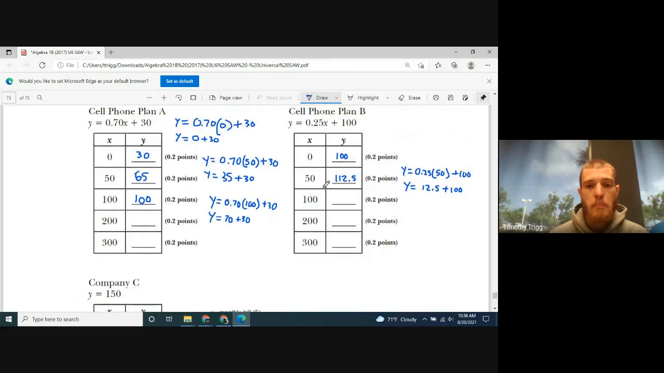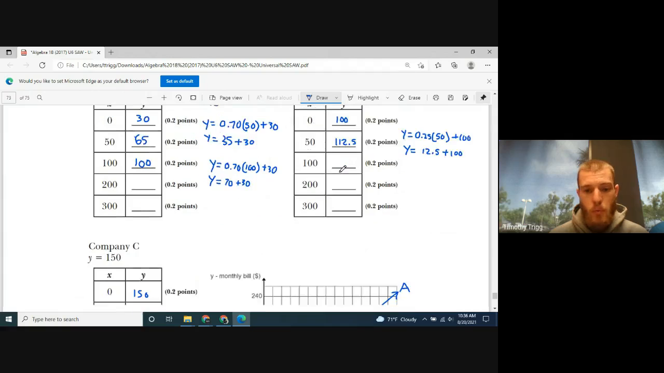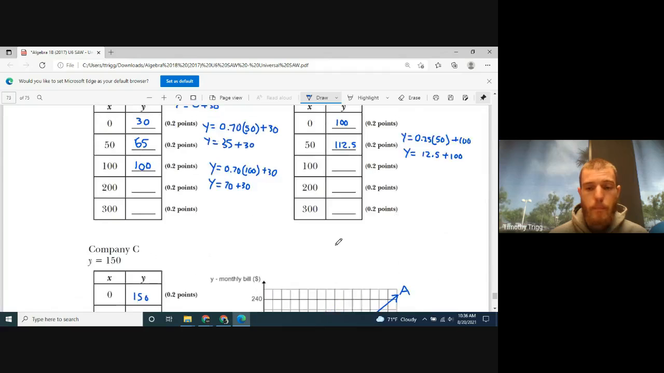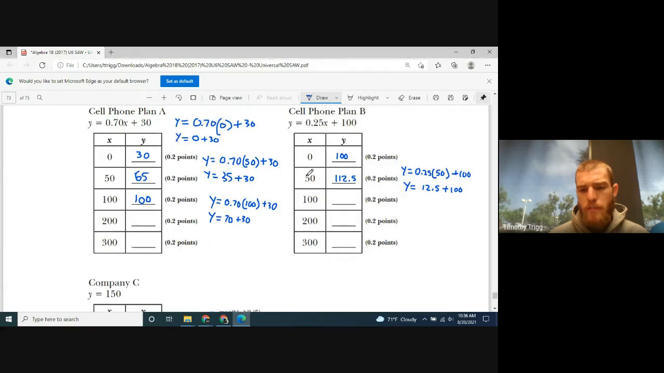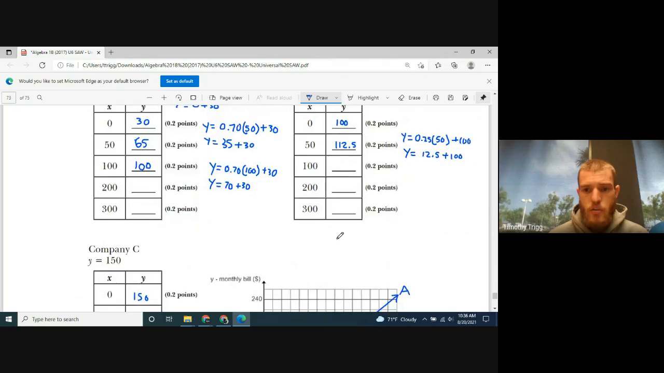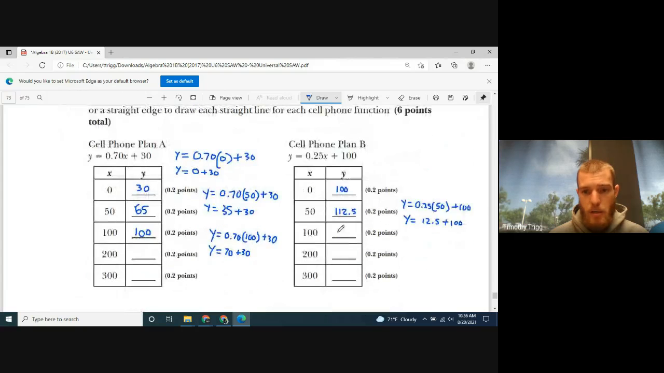What about for cell phone plan B? So 0, 100 is 1 point. Okay. I can graph this point 50, 112.5, but I think that might be a little bit hard to do here. So maybe I'll try to find this other point here. If I plug in 100, this will give me 125. Okay, that might be a little bit easier to graph for me.